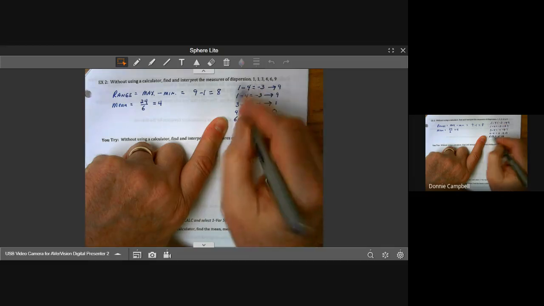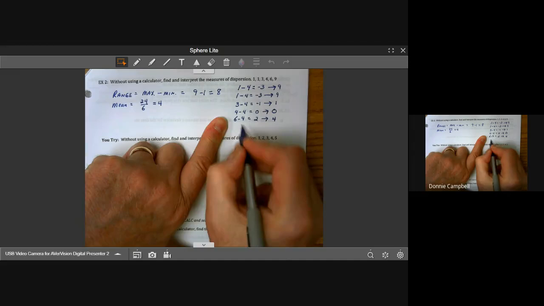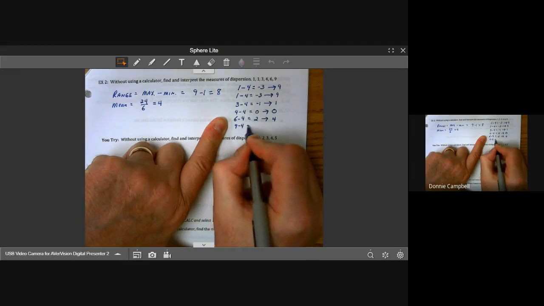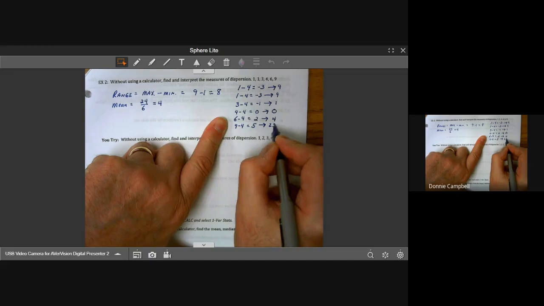When I subtract first, then I square them, and that gives me 4. And then I take 9 minus 4, which is 5, and I square it, and I get 25.